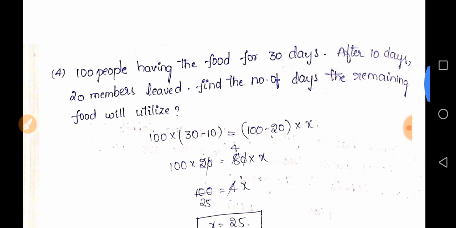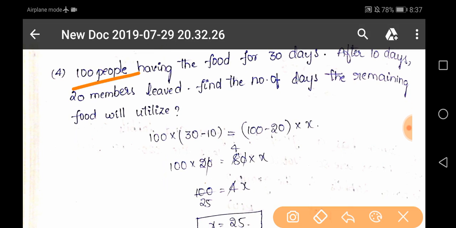See, coming to that problem: 100 people have food for 30 days. After 10 days, 20 members leave. Find the number of days the remaining food will last. This is the question. See, this is about food: how many people there are, how many days they are using it, how many members have left, and how the food gets used. These are the type of questions you will meet in ratios and proportions.